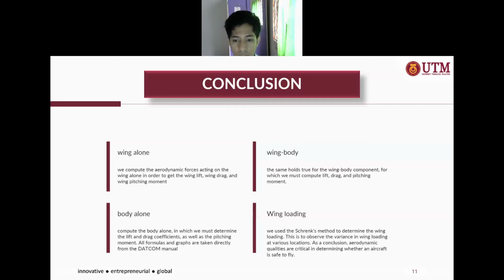Lastly, for the wing loading, we use Schrenk's method to determine the wing loading. This is to observe the variance in wing loading at various conditions. As a conclusion, the aerodynamic qualities are critical in determining whether an aircraft is safe to fly.